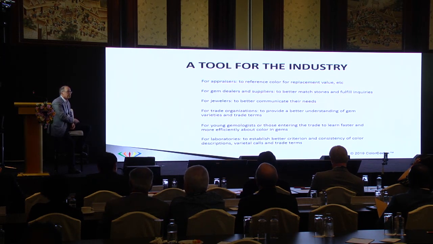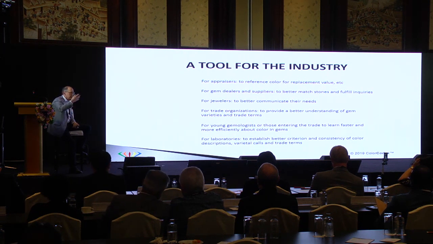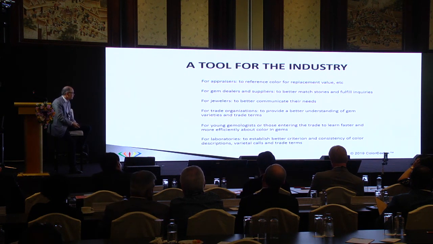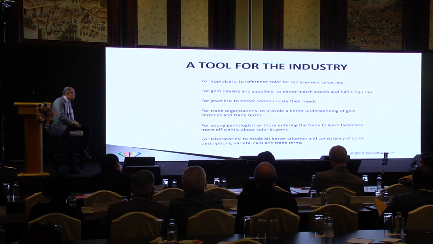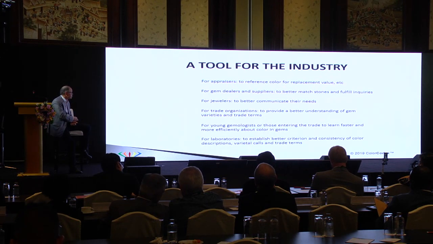For jewelers, it helps them to better communicate their needs to suppliers. This can help avoid a lot of the sending of stones back and forth. With a color codex reference, they're able to tell their suppliers what they need, and the supplier can answer whether they have it. For trade organizations, such as the ICA, CIBJO, AGTA, and so forth, it's a great tool for communication, to help better understand what these gem varieties based on color are, what the trade terms are, and what specific areas of color they're describing.